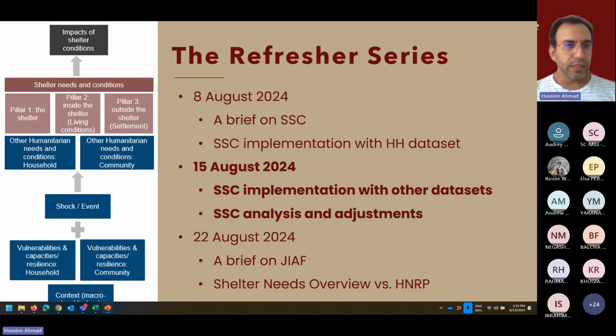Today, the session is scheduled for 1 hour and a half. The presentation will not take that time, maybe 1 hour maximum, even less today, and then we'll open the floor for more discussions to hear your concerns and your questions, and try to find some answers together to those issues. Just a reminder as well that next week we will have an introductory session on GF, and the shelter needs overview and how it compares to the HNRP chapters that we usually put in the HNO and HRP every year.